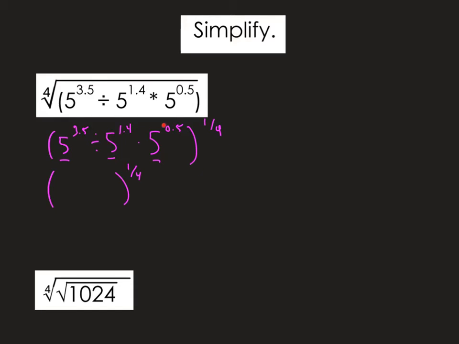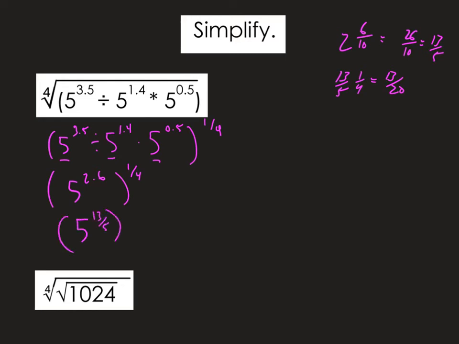And then we're going to add that to the 0.5. We're going to get 5 raised to the 2.6, and that is raised to the 1/4. Now, the proper way to go about this is to take that 2.6 and recognize it for what it is. That's 2 6/10, which is 26/10, reduced to 13/5. So now what I have is 5 to the 13/5 raised to the 1/4 power, which is 5 to the 13/20. And there's our exact answer.